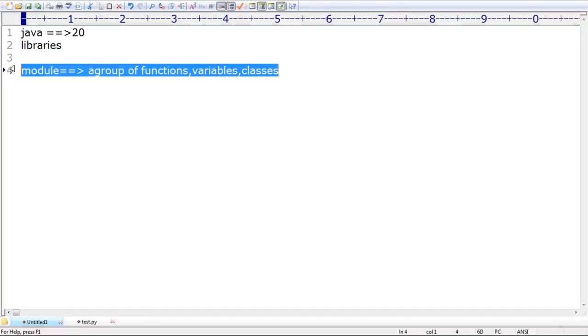Just be aware of only one word. In Python, what is a module? A module is nothing but a group of functions, variables, and classes saved to a file. Now, if I import that module, automatically those functions, variables, and classes are available for us. Such a thing is nothing but a module.